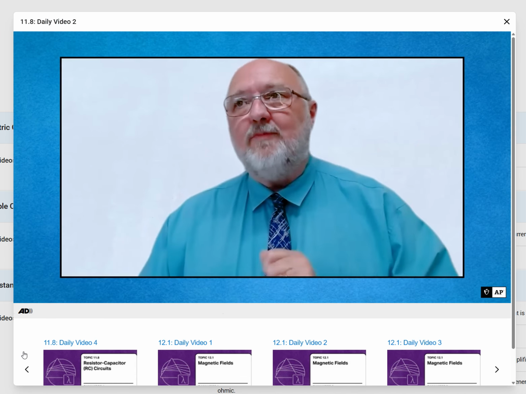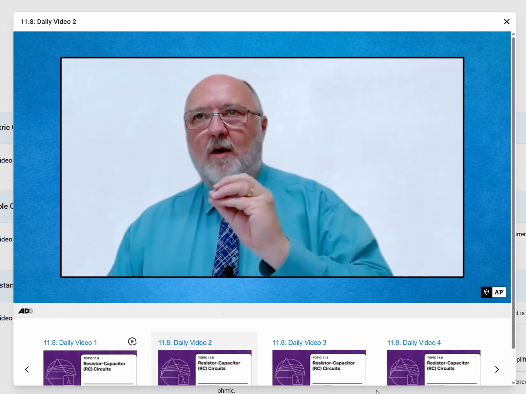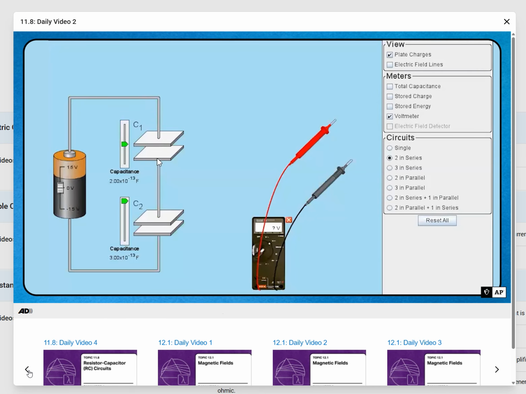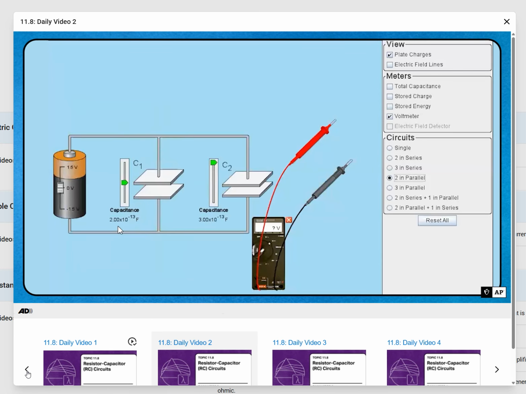We're going to do the same thing we did in the previous video, except now we're going to wire up a couple of capacitors in parallel, not in series. Here we have our capacitors in series. When I switch them to parallel, you'll notice I have a 2 times 10 to the minus 13 and a 3 times 10 to the minus 13. When they're in parallel, we have the exact same thing, 2 and 3 times 10 to the minus 13.